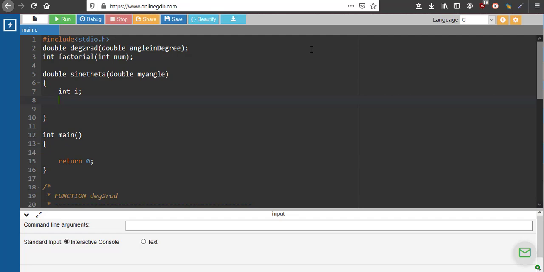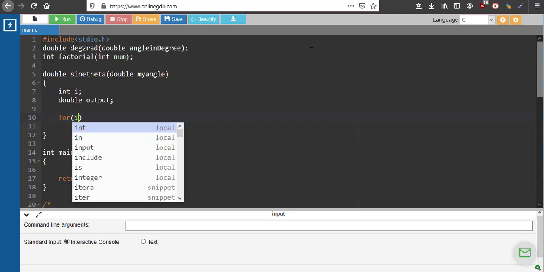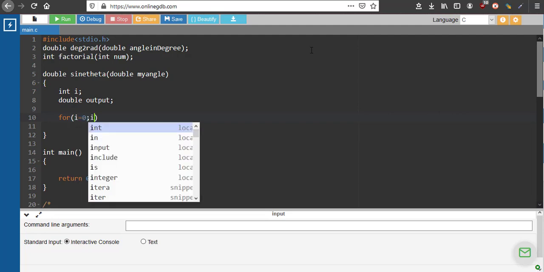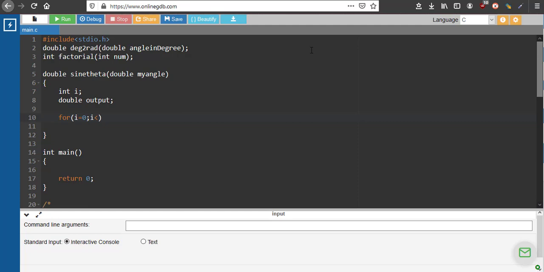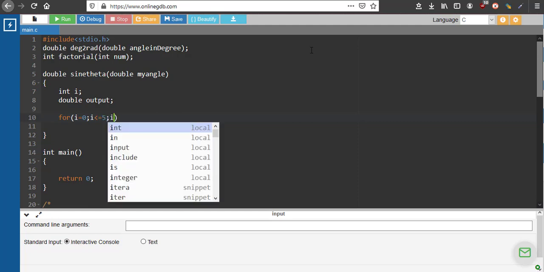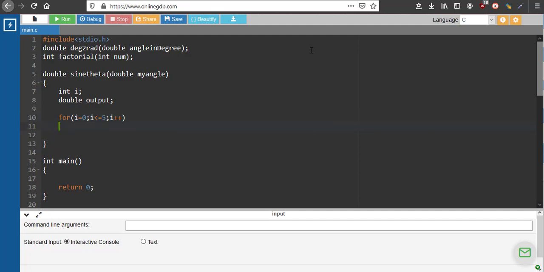I will also declare another double result, or output. Now for i equal to 0, i less than or equal to, let's say 5, i plus plus. So why i less than or equal to 5?